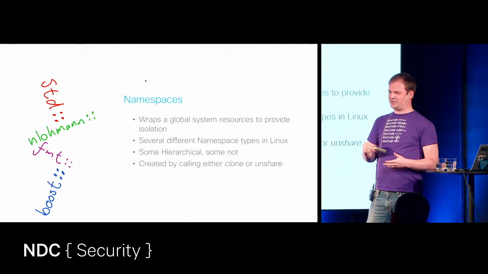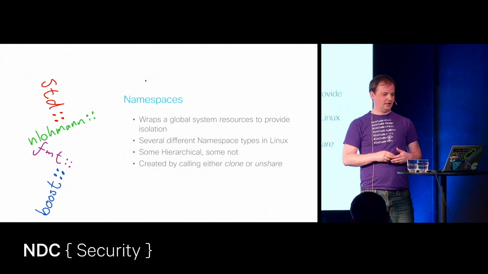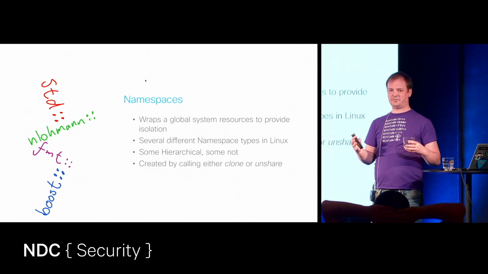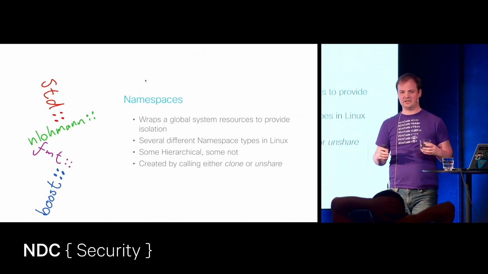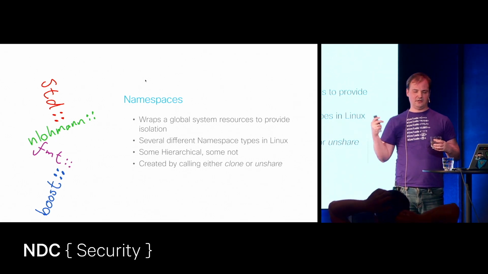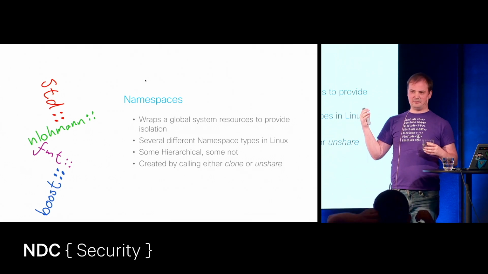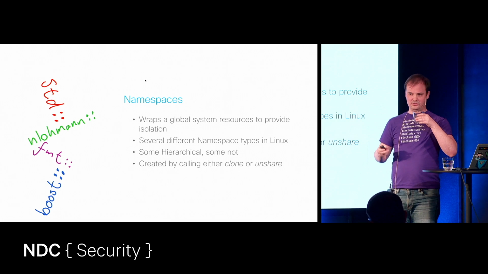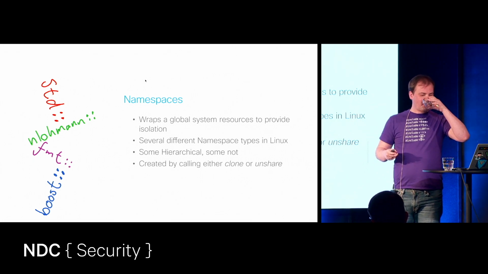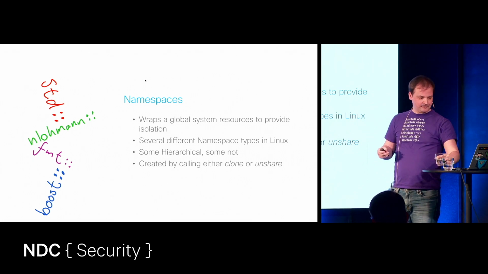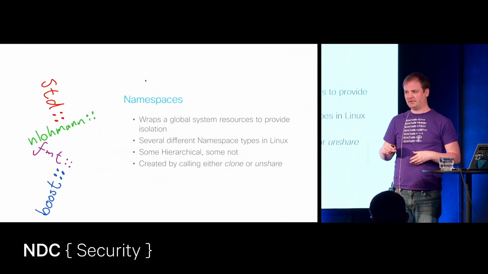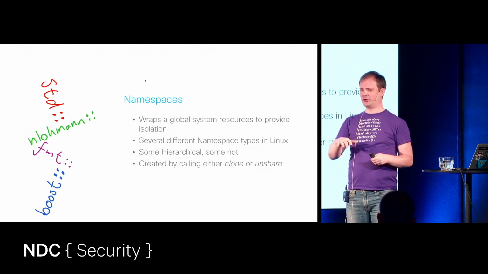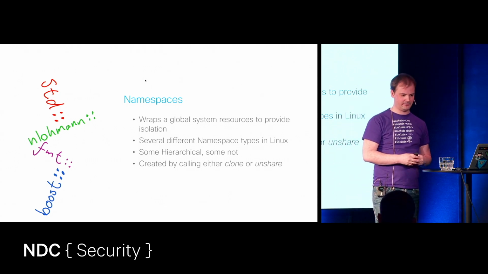And we'll start with namespaces. So namespaces are a way to wrap some global system resource like PIDs and mount points, network, IPC mechanisms, users. And when you boot up, everything is starting in some initial namespaces, one of each type of namespace that we have.